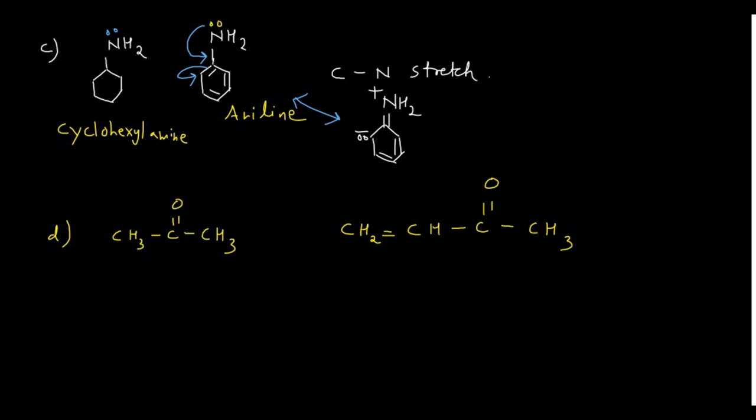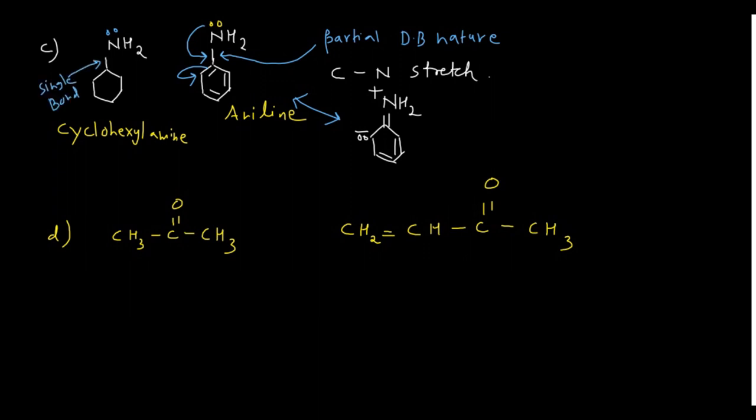cyclohexylamine because there is no benzene ring here. So there is no resonance in that case. So this actually is having the partial double bond character. So I can write here partial double bond character, partial DB character or nature. See, nature is a little bit smaller than characteristic or character, so I am writing nature actually. Okay. And here you see single bond character.